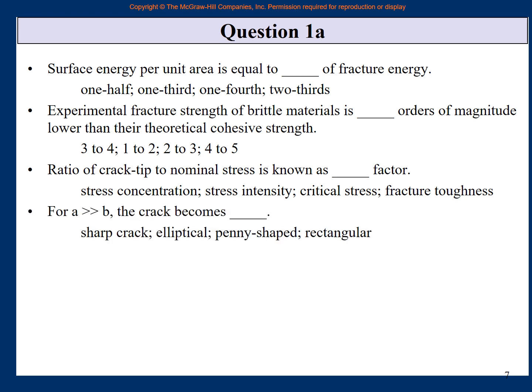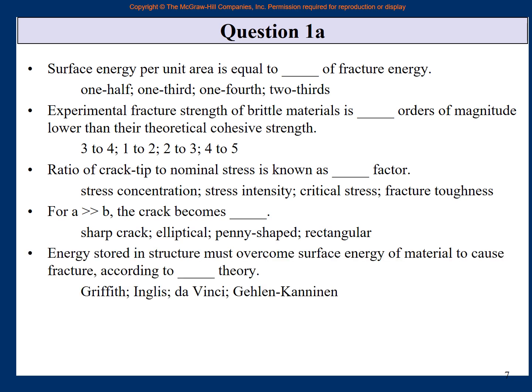For A very much larger than B, right? There is an elliptical crack where A is much larger than B. The crack becomes a sharp crack. Elliptical, penny-shaped, rectangular are not correct, yeah? Because this is an ellipse, and if A is very much large, the whole ellipse becomes roughly a flat line, right? So it becomes a sharp crack, you know that.